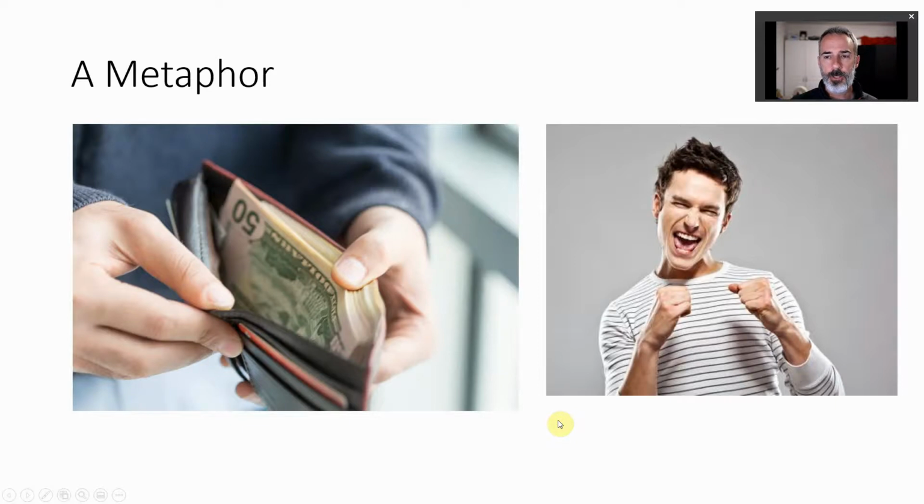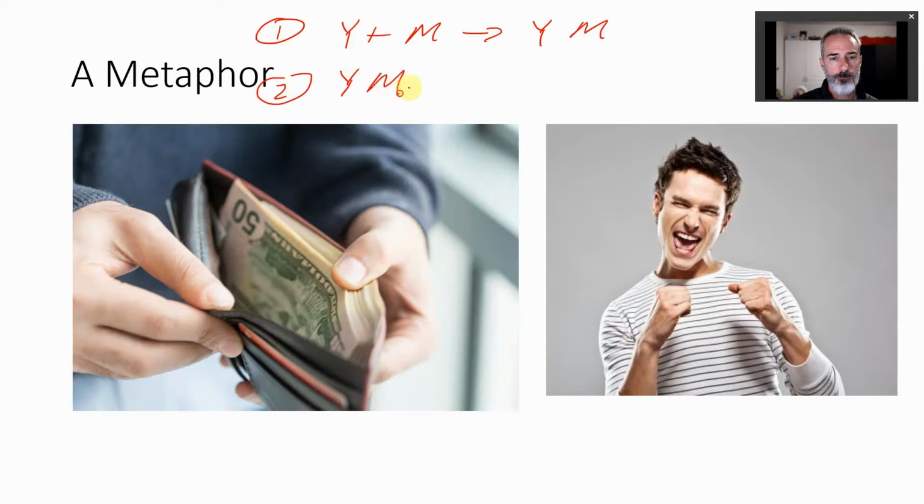Let me give you a metaphor for this, because sometimes this can be difficult. We go back to my money and you situation. If I said, I have this reaction, I'll tell you what these mean in just a second. So this is possibility number 1 and possibility number 2. If I said to you that these situations apply to you, and Y is you, and M is money, is it scenario 1 or scenario 2 that you think would be better, and why?